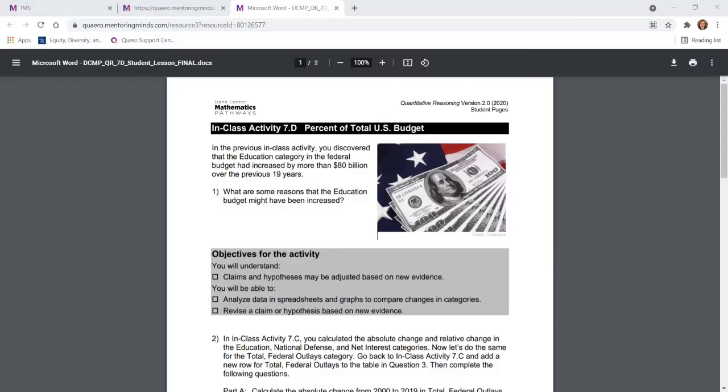Some possible reasons that it might have increased could include inflation. It could be to help people by providing funding for training during a recession or to increase grants because of tuition increases. Today, in this lesson, by the end of it, you will understand that claims and hypotheses may be adjusted based on new evidence, and that you'll also be able to analyze data in spreadsheets and graphs to compare changes in categories. And we're going to look at how we can revise a claim or hypothesis based on new evidence.